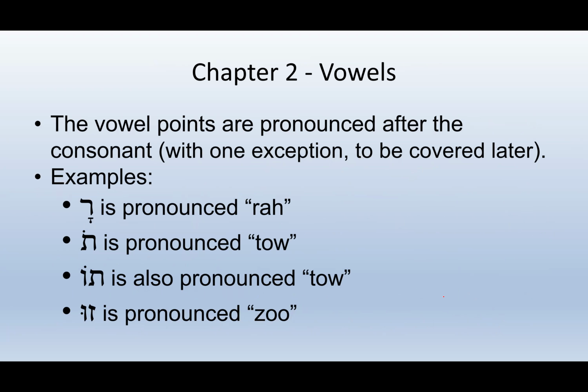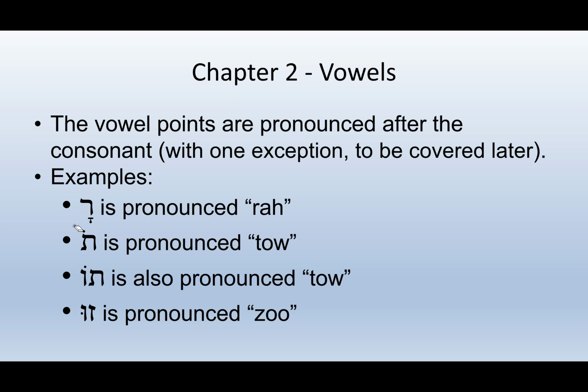Vowel points are pronounced after the consonant with an exception. I say one exception, there's actually probably two. We'll see one of them here pretty soon. So when we look at this, we have a resh and a qamets. That's an A vowel. And so that's ra. That's how you pronounce ra. That's what it looks like.